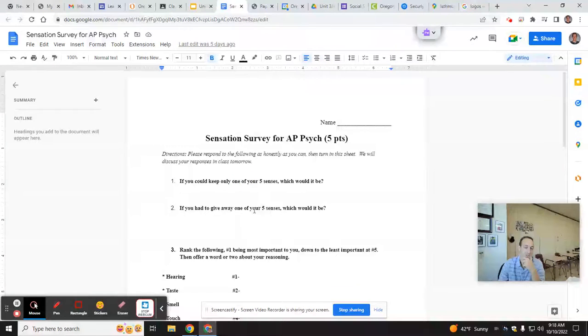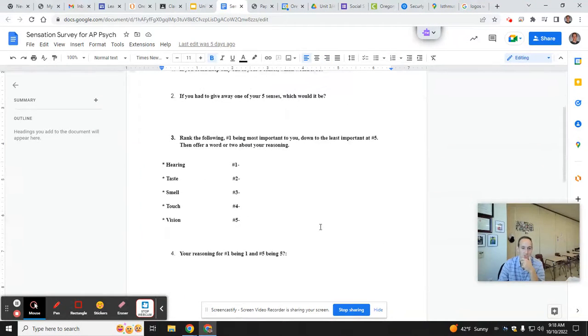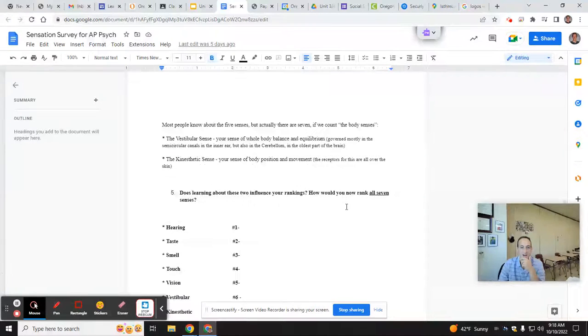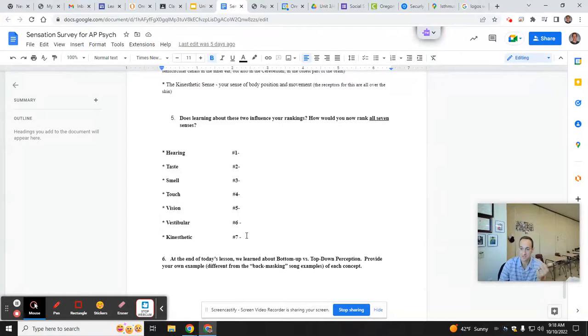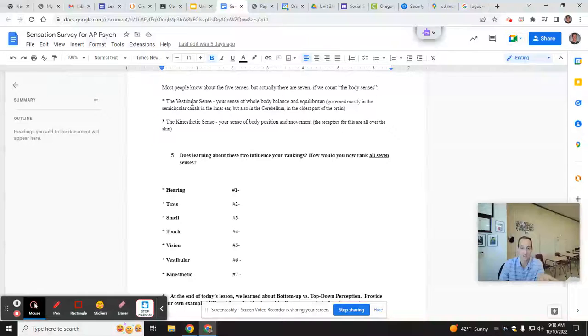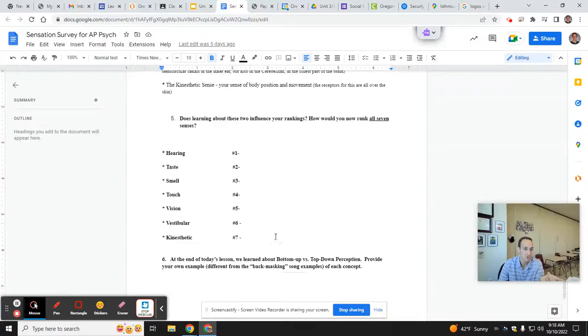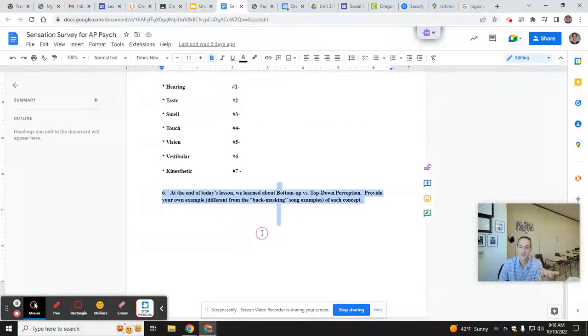There's a couple questions on which senses you would keep, which you would get rid of, how you would rank them, and why. Then, does knowing about the vestibular and kinesthetic senses, which I talked about briefly, but I reminded you of them right here, change your ranking at all? And at the very end here, talk this through with someone next to you if you need to, but otherwise come up with your own example of bottom up versus top down processing. So don't use the music in reverse because I just gave you that example, but try to come up with your own version of when you have in your personal life used bottom up versus top down processing when it comes to perceiving the world around us.